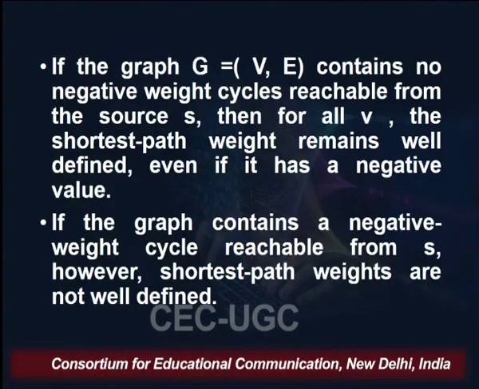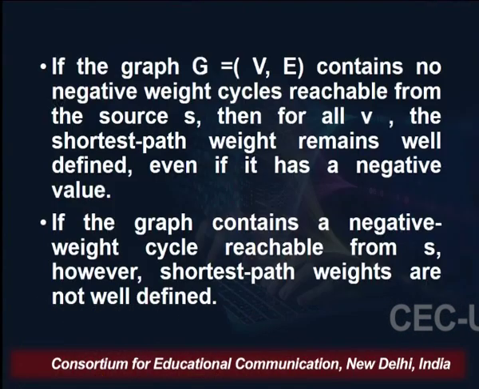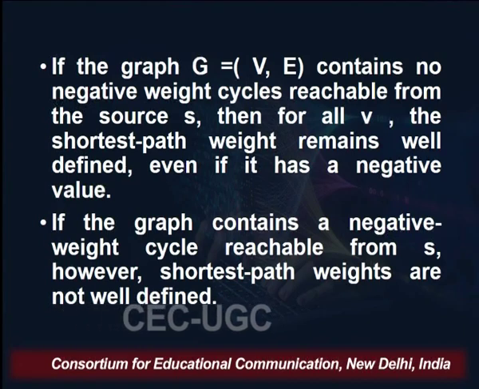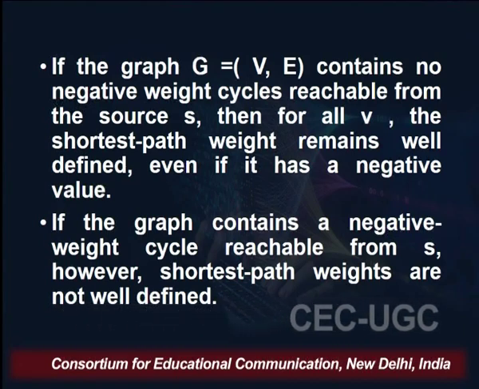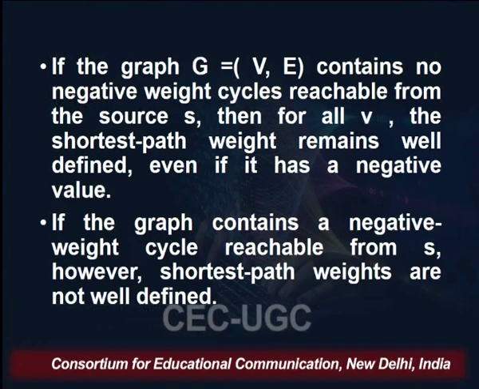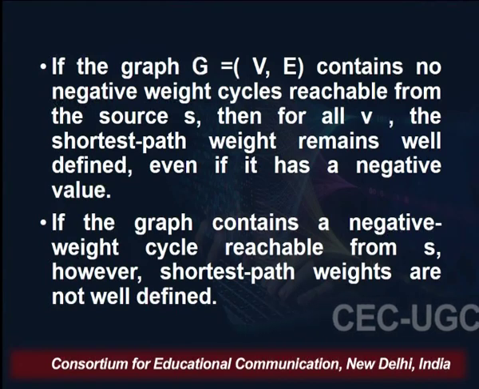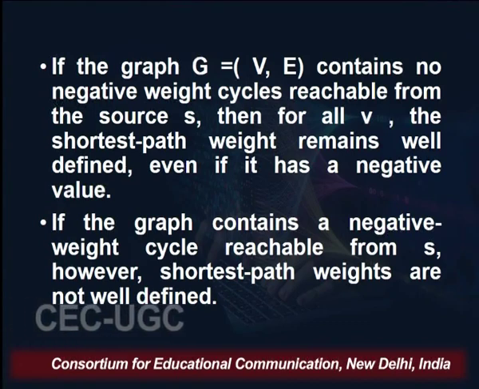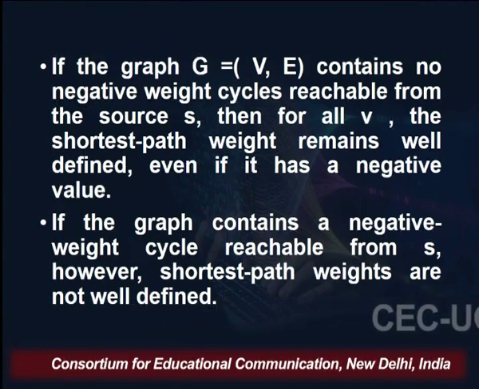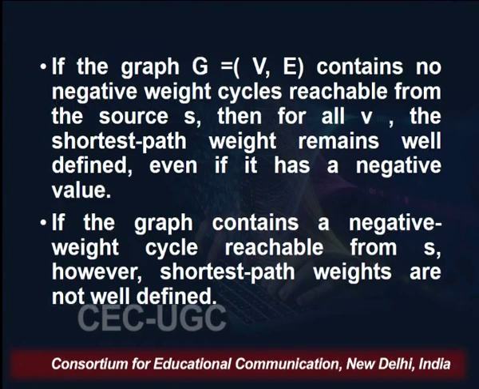So if a graph contains a negative weight cycle which is reachable from a particular source vertex, let us say S, we will be saying that shortest path weights are not well defined. But if it contains no negative cycles which are reachable from the source, then the problem remains well defined. While Dijkstra's algorithm is not able to handle negative weight edges.